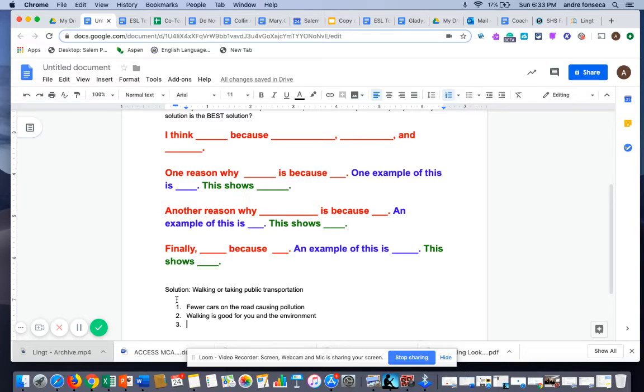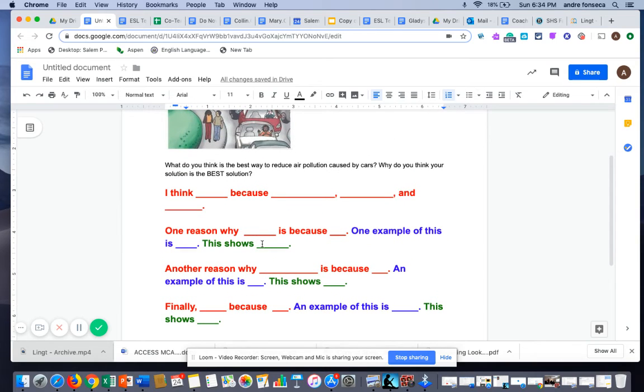Okay, and now I have to think of a third reason why this is the best solution. And I would say that another reason why this is the best solution is you can do this today. You don't have to wait for a scientific invention. You can start impacting our climate and our environment today just by walking or taking public transportation. Okay, so all I did, and again, if I were taking the test, I wouldn't be writing. I would just be thinking this in my head. I've got my solution, and I've got 3 reasons why that's the best solution. Okay, this is how I would go about answering this as a student.